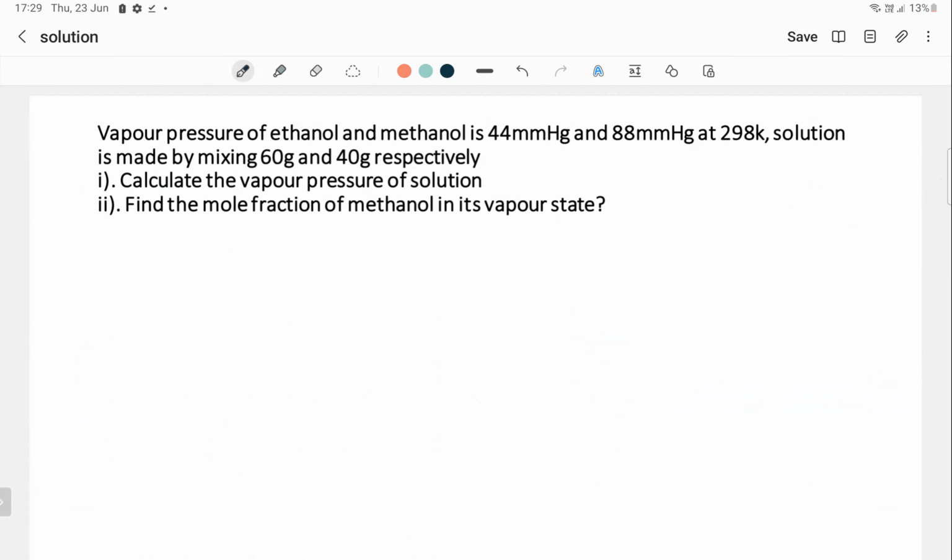Okay, I won't do it. Make it fast and give the answer. They have given mass is 60 divided by molar mass. From that you can find the mole fraction. Okay. So with the mole fraction and the P naught value they have given, from that you can find the P total.